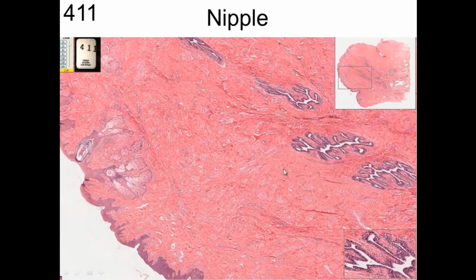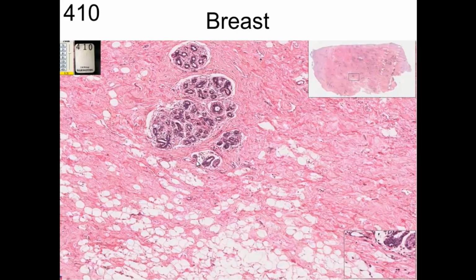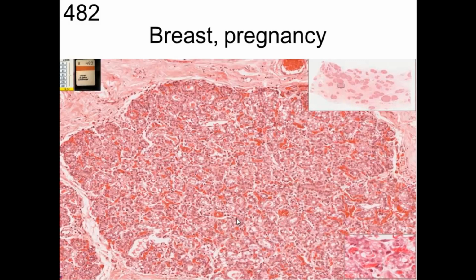This is a nipple showing you these ducts, the milk gland ducts. There are also hair follicles on the nipple. You see this keratinized stratified squamous on the surface, and sebaceous gland. Here we see the breast where the cells are not developed too much. There's mostly fat in the breast.